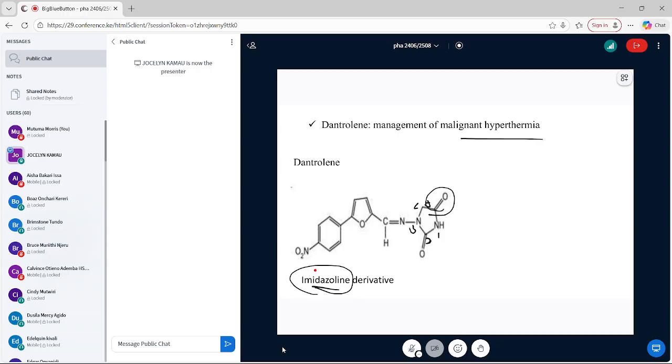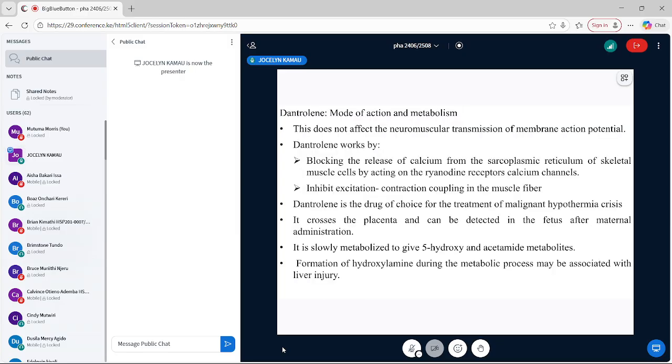When we were looking at the antiparkinsonian drugs, we talked about the nitrophenol group. And we did find it in the COMT antagonist. So when you look at that compound, although it might look very complex, almost all the groups you can be able to name are found in that compound. It's an imidazoline derivative, and it is used as an antidote.